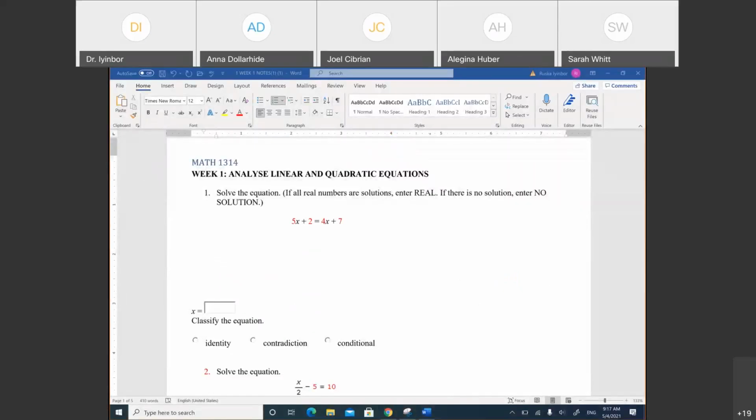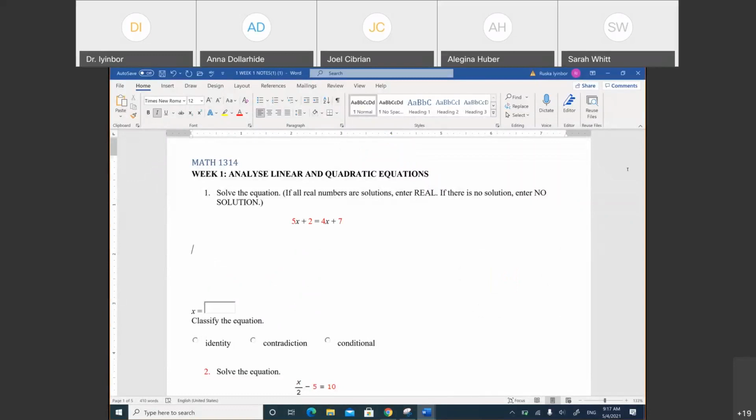So welcome to week 1. We're going to talk about linear equation and quadratic equation. These are the basics for solving algebra. So we're going to solve linear equation, quadratic equation, then you're going to build on functions and equation of line, equation of parabola, and so on.